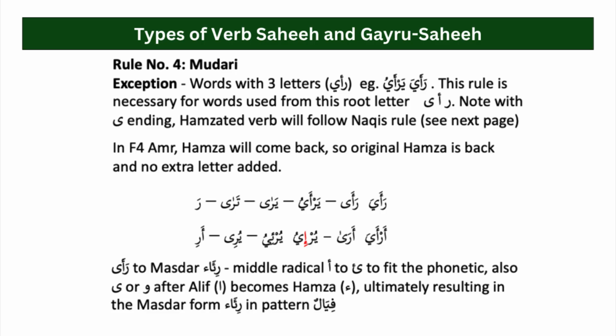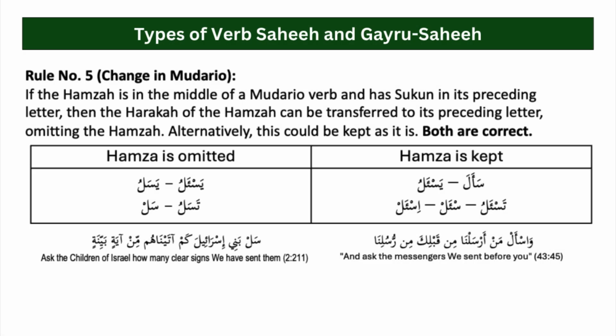So the key point of Rule 4 is, some Mahmuz forms become lighter in mudari usage, but the original hamza may return again in amr. Now, Rule number 5, change in mudari. Now we come to the final rule on the slide.